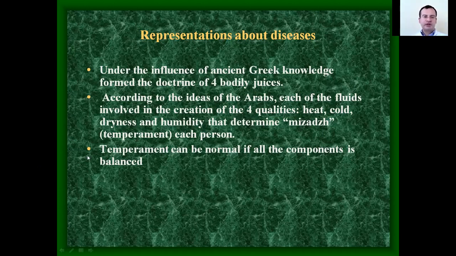Representation about disease. Under the influence of ancient Greek knowledge, the doctrine of the four bodily juices was formed. According to the ideas of the Arabs, each of the fluids is involved in the creation of the four qualities, heat, cold, dryness, and humidity, that determine the mizaj, or temperament, of each person. And temperament can be normal if all the components are balanced.